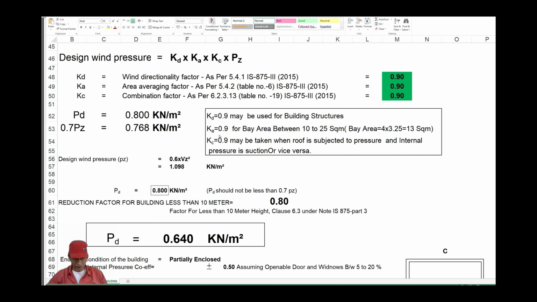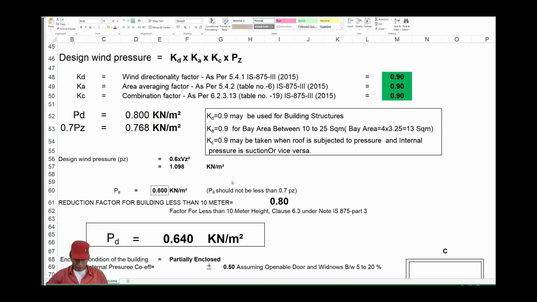So Ka we can take as 0.9, and Kc may be taken as 0.9 when the roof is subjected to pressure or internal pressure is suction, or vice versa, that is internal pressure within the building. Accordingly, we have worked out Pd. Pd comes out to be 0.8. Now reduction factor for building less than 10 meter height, we can reduce it by 20%. So the reduction factor works out to be 0.8. So Pd works out to be 0.64 kilonewton per meter square.